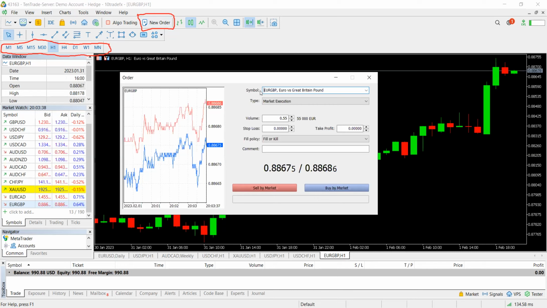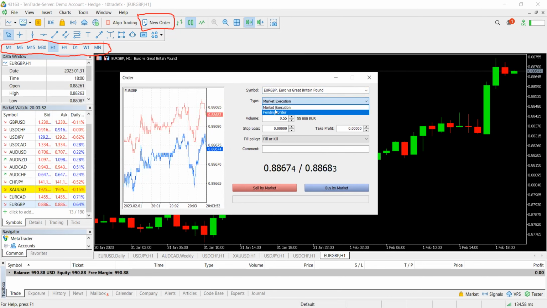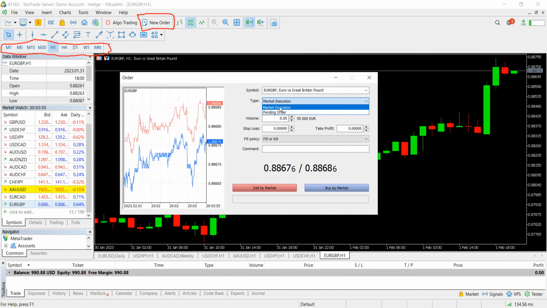So when you click on new order, you see this pop-up box here. Now, the first thing is the symbol, which of course is your Euro GBP. And then you'll be asked for type, which is type of execution. Is it a market execution or pending order? Remember, we've discussed extensively about these two. So if you want to enter in real time, you select market execution. So let's start from that.